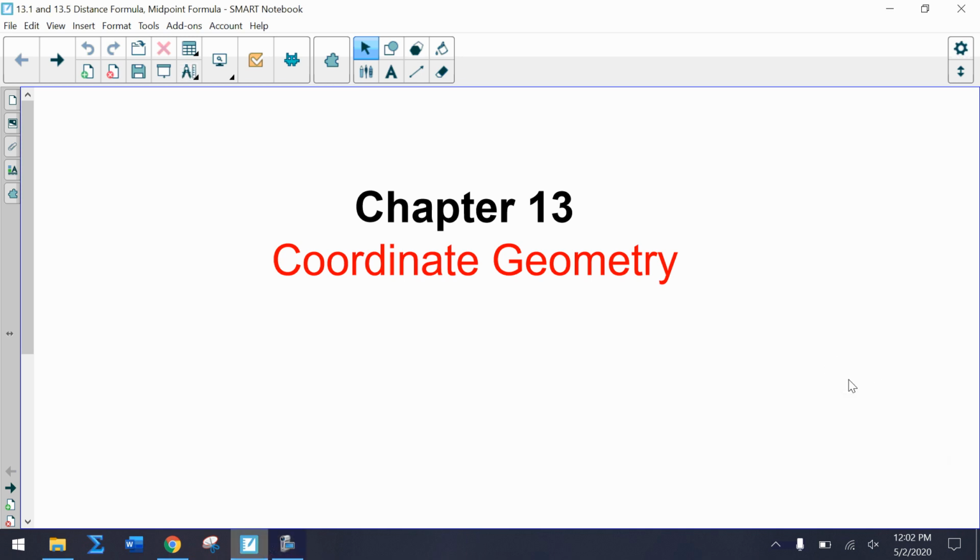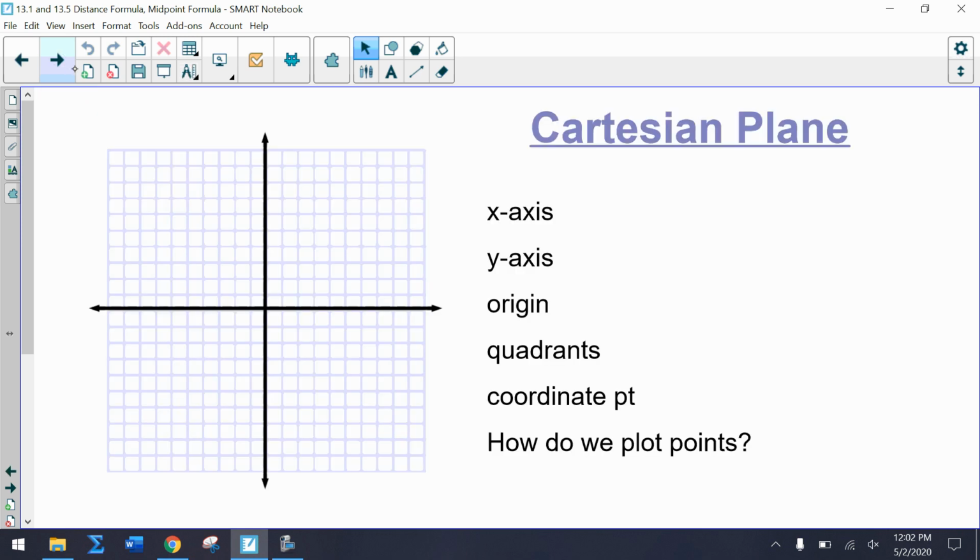So now we're in our next chapter. It's called Coordinate Geometry, and we're going to practice how to plot points, graph lines, write equations of lines. And this is a big topic that will help get you prepared for Algebra 2, because linear equations is what comes up in that class.